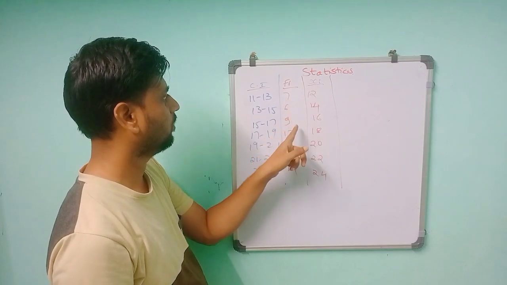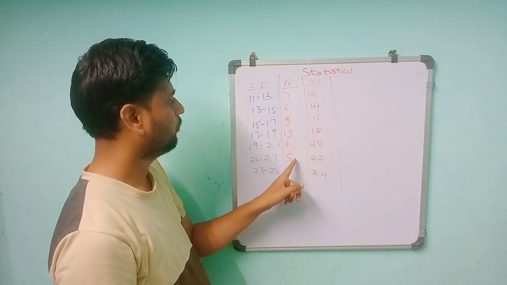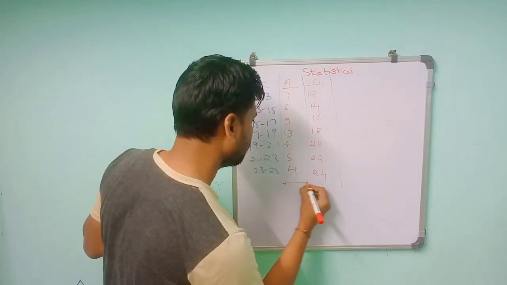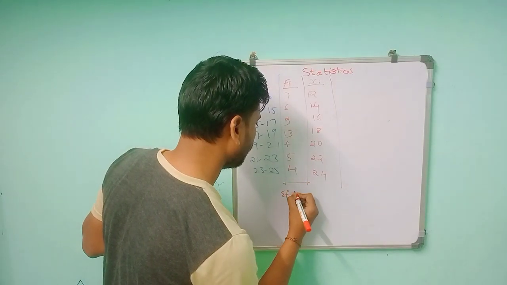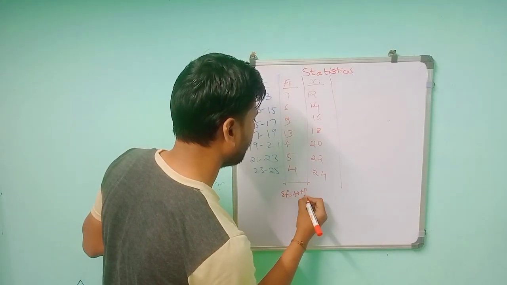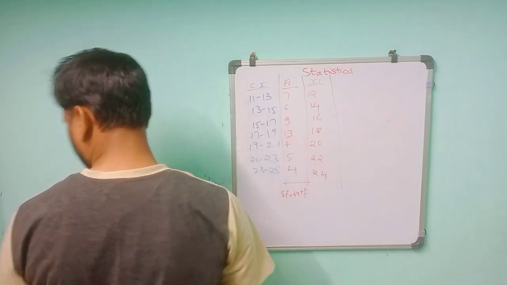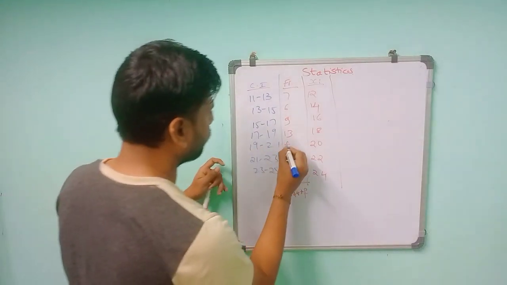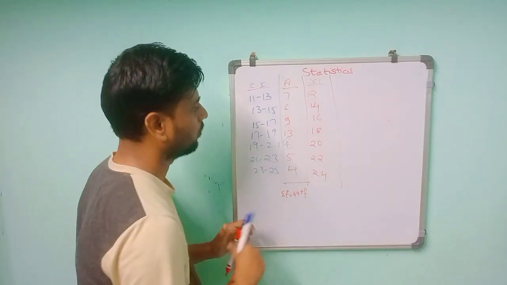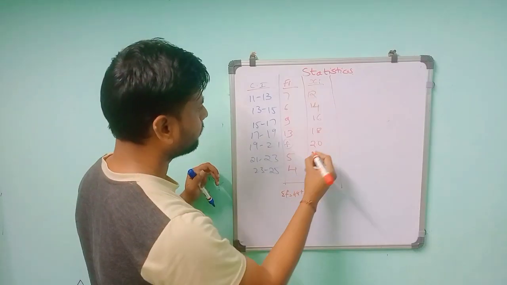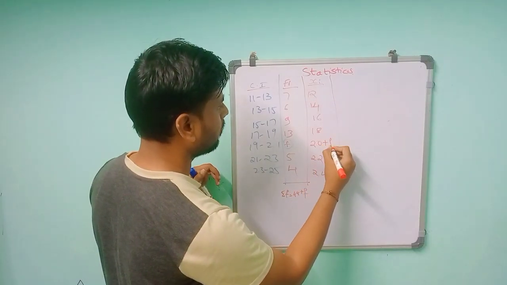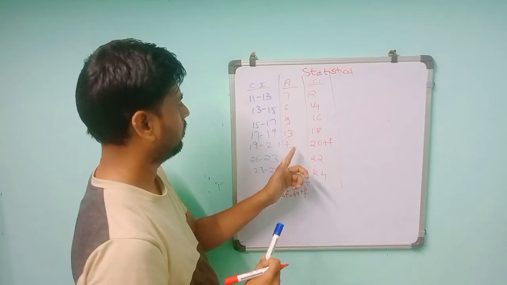So this is the frequency values. 7 plus 6 is 13, 22, 35, 40, 44. So sigma f is 44. One unknown value is there, given f. So we have to find this value. This value is unknown, and they have given the mean. This will be 20 plus f is there, no?